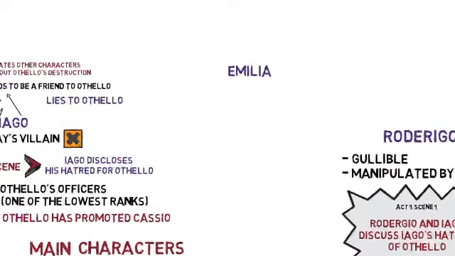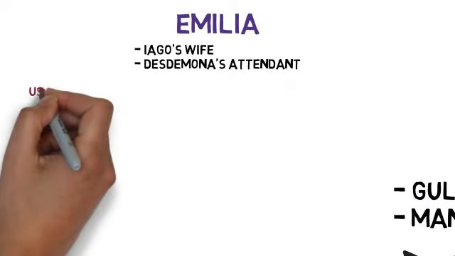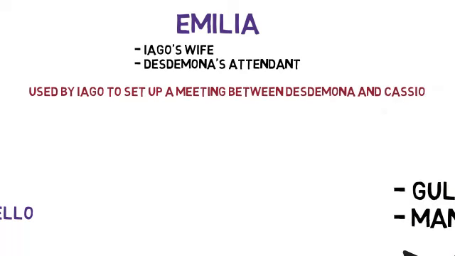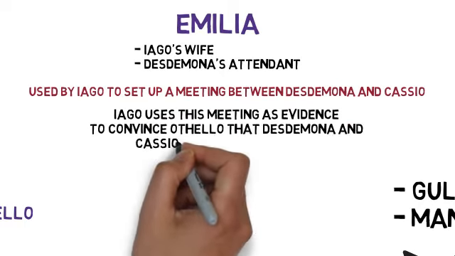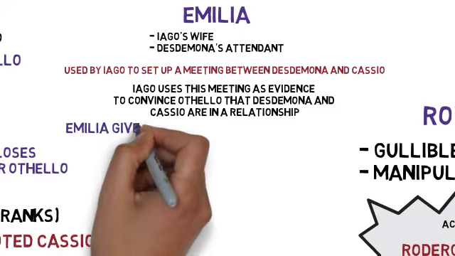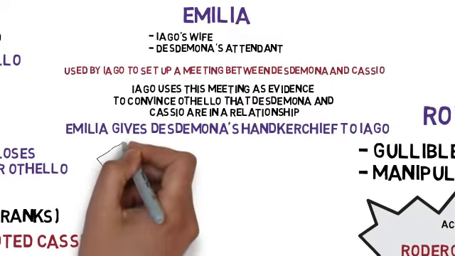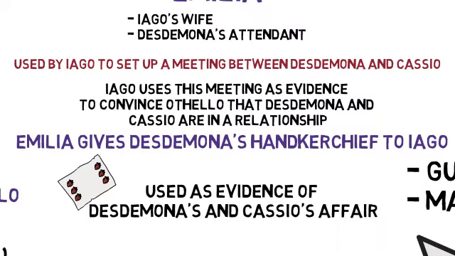We've then got Emilia. This is Iago's wife and Desdemona's attendant. She's used by Iago to set up a meeting between Desdemona and Cassio, something that Iago uses as evidence to convince Othello that they're in a relationship. She also gives Desdemona's handkerchief to Iago, an item which is also used as evidence of Desdemona and Cassio's affair.